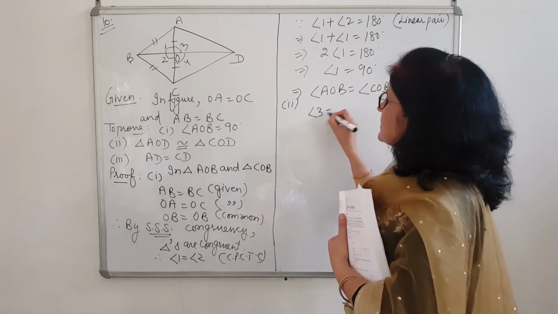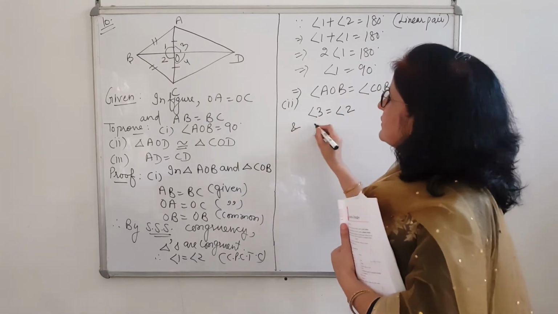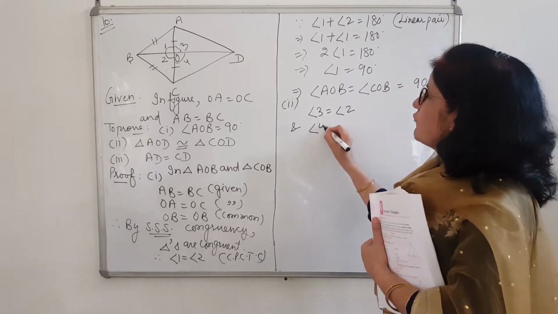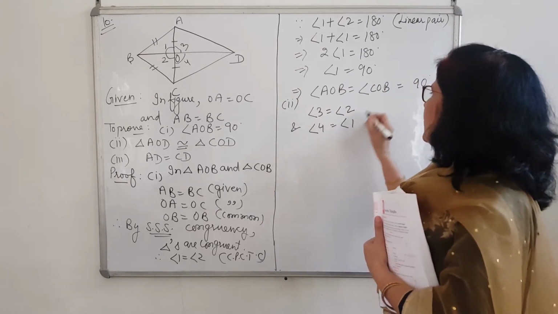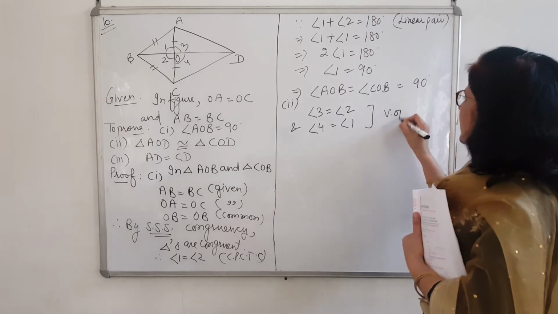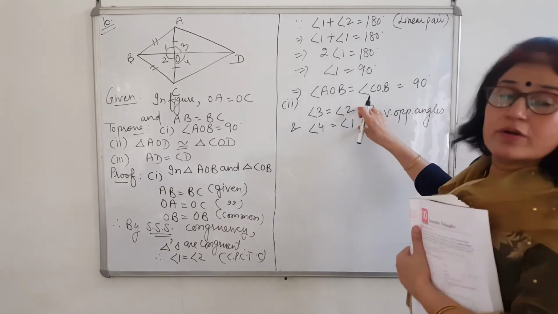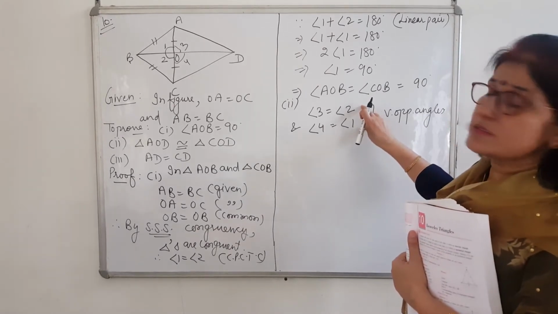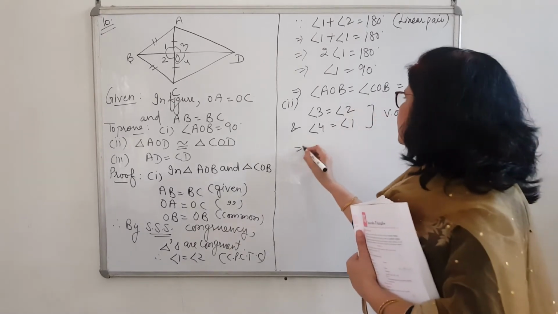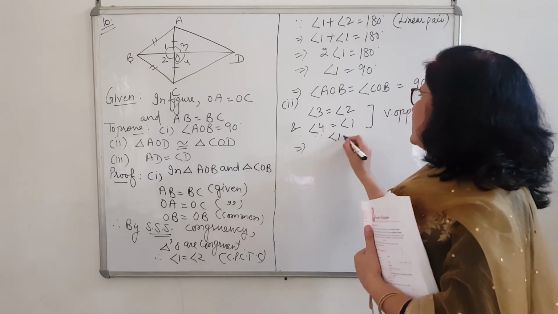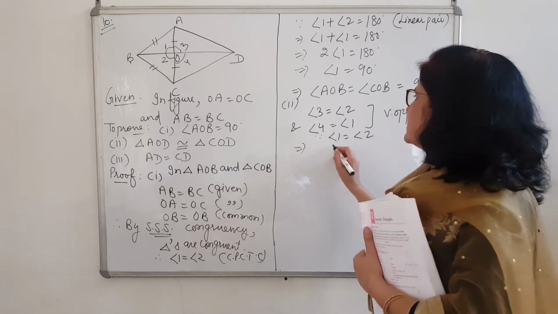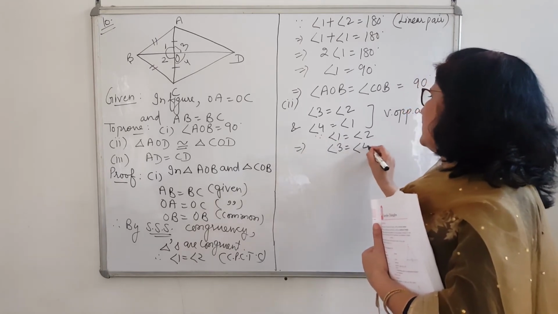Angle 3 is equal to angle 2 and angle 4 is equal to angle 1, vertically opposite angles. If you take both these equations, what will come? Because angle 1 is equal to angle 2, that means angle 3 is also equal to angle 4.